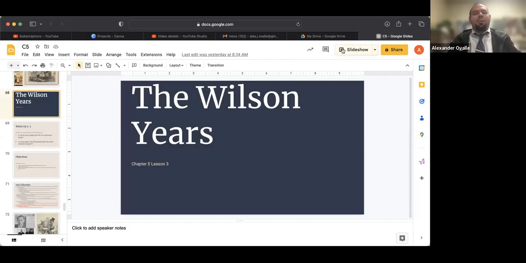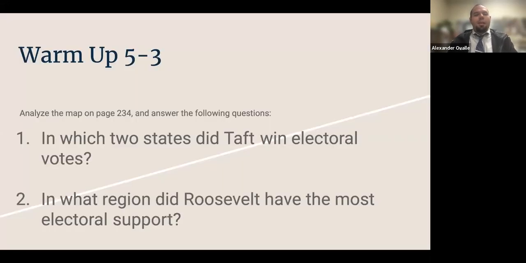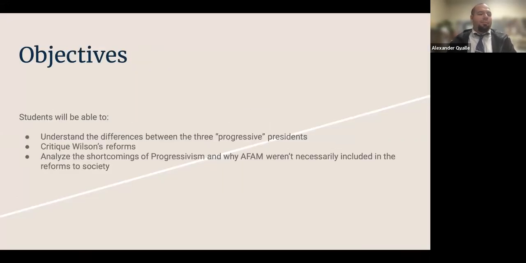All right, so looking at the last of the progressive presidents, Woodrow Wilson, the Wilson years, chapter 5, lesson 3. That was your warm-up. Objectives: we're going to understand the differences between the three progressive presidents. We're going to critique Wilson's reforms, and we're going to analyze the shortcomings of progressivism and why African Americans weren't necessarily included in those reforms.